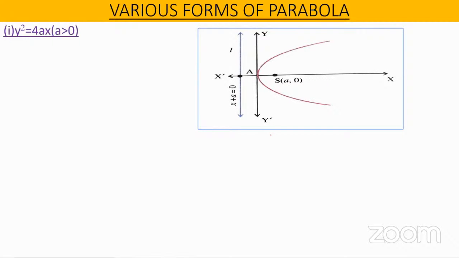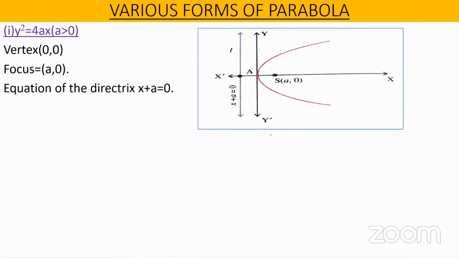The parabola equation y square equal to 4ax, where a is greater than 0, looks like this figure. Here the vertex is 0 comma 0 and the focus is a comma 0. Why? Because it lies on the x-axis, the axis of the parabola, which means the y coordinate should be 0.